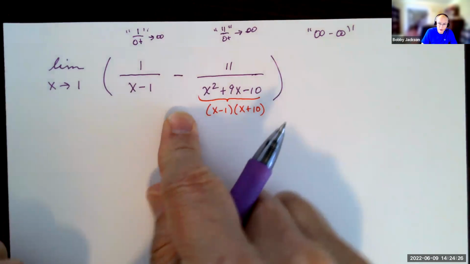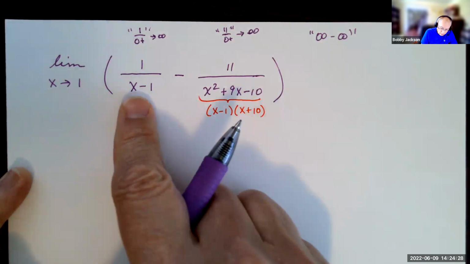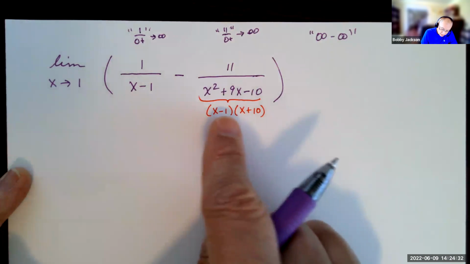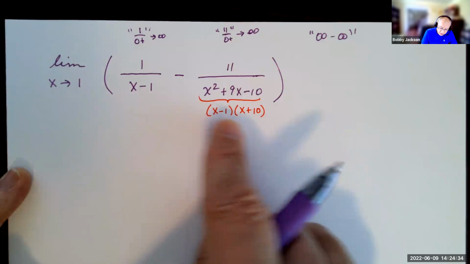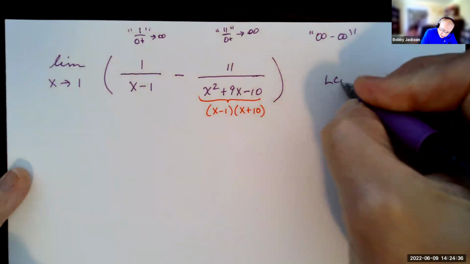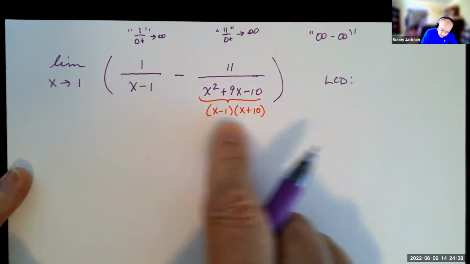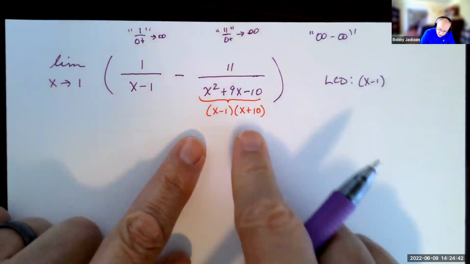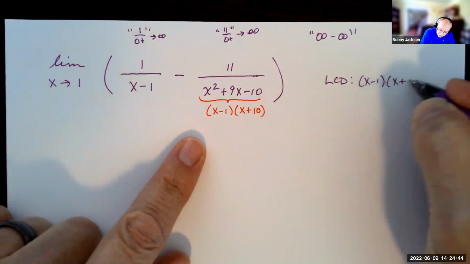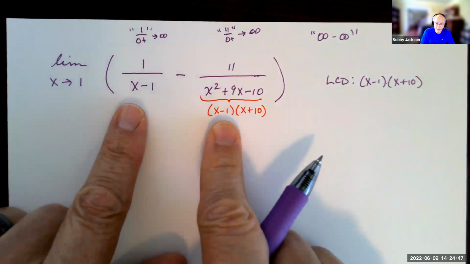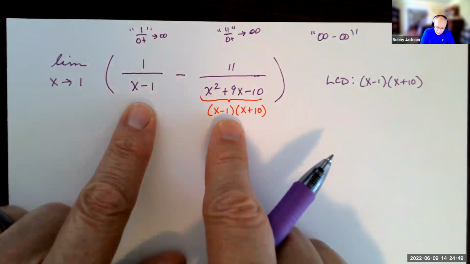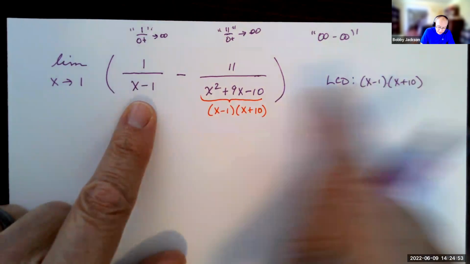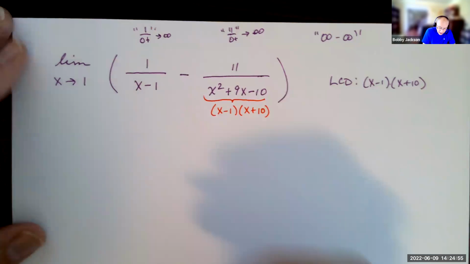What is the actual algebraic work to do? Combine these as one fraction. That's why I went ahead and factored this. Notice the least common denominator is going to be just this product. We have this common factor of x minus 1, and then we have the factor of x plus 10. There's the least common multiple of these two denominators. So I'm going to take this first fraction and multiply it by x plus 10 in the denominator and numerator.